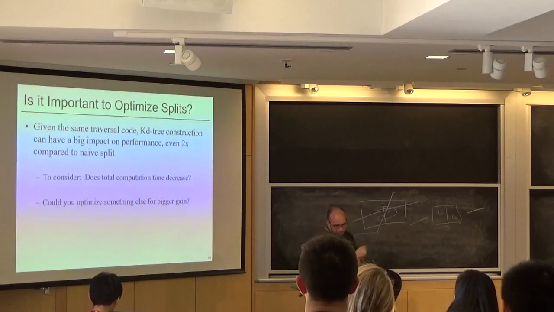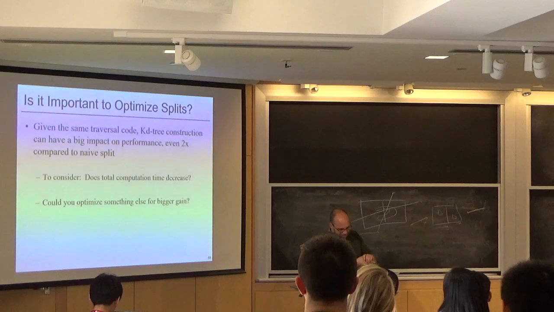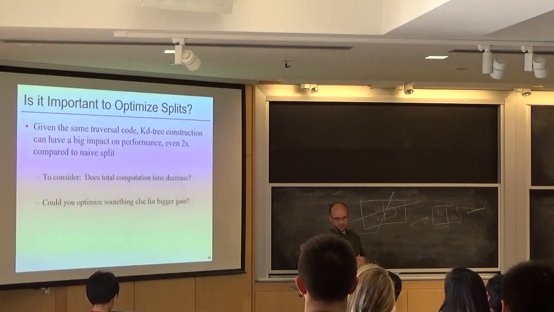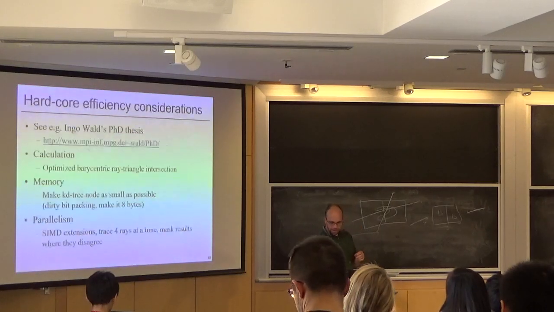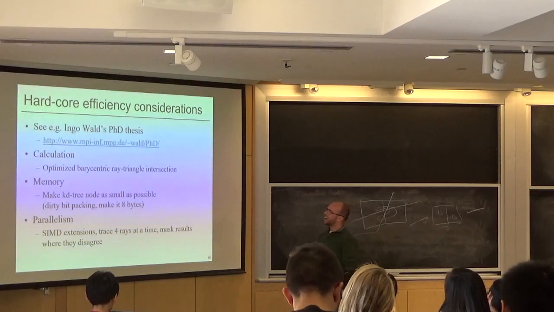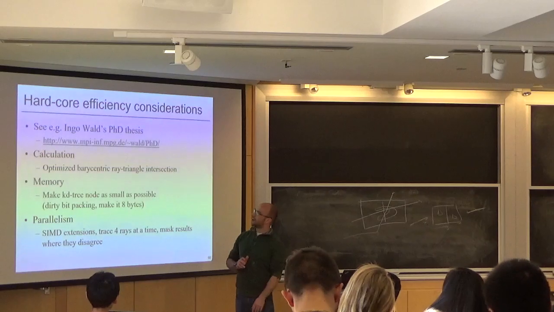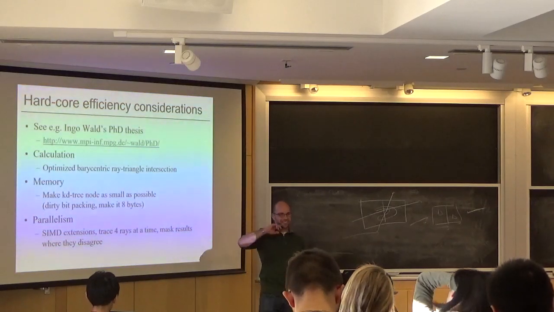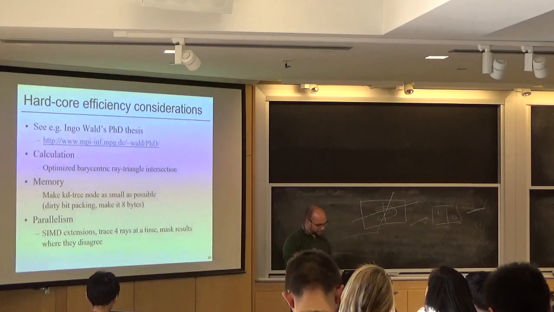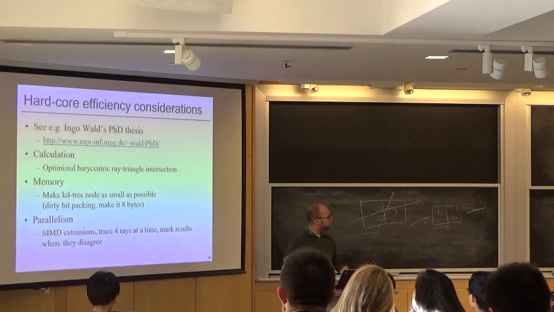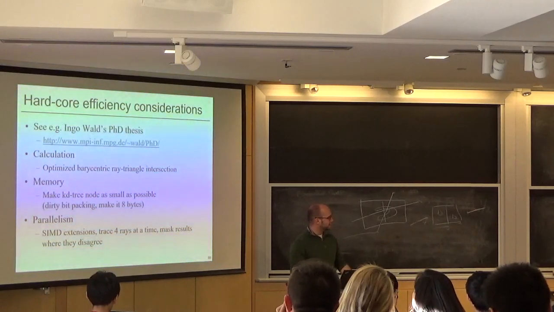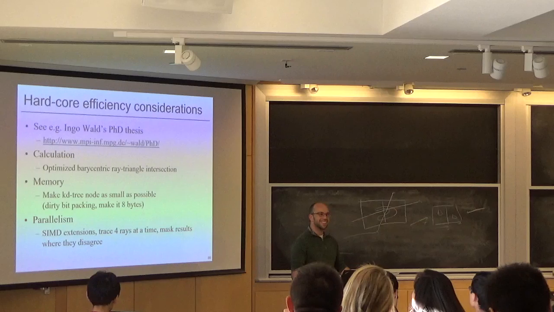So is it really important to optimize the splits? The answer is absolutely yes, and there are all kinds of tricks that people do. If you look at Ingo Wald from the 90s, he had a PhD thesis on these tricks, and there are all kinds of hardcore efficiency considerations that people use to make ray tracing fast. And then there are so many extensions, like tracing 4 rays at a time, and masking, and all kinds of crazy tricks.